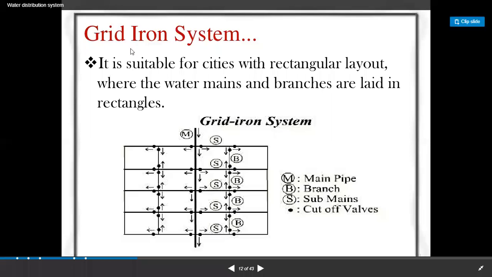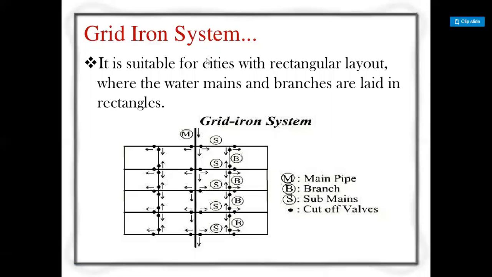After that, the next is the gridiron system. After the radial system, the next point is the gridiron system. See, it is suitable for cities with rectangular layout where the water mains and branches are laid in rectangles. This gridiron system is suitable for cities which have a rectangular shape or rectangular layout, and water mains and branches are laid into those rectangles.